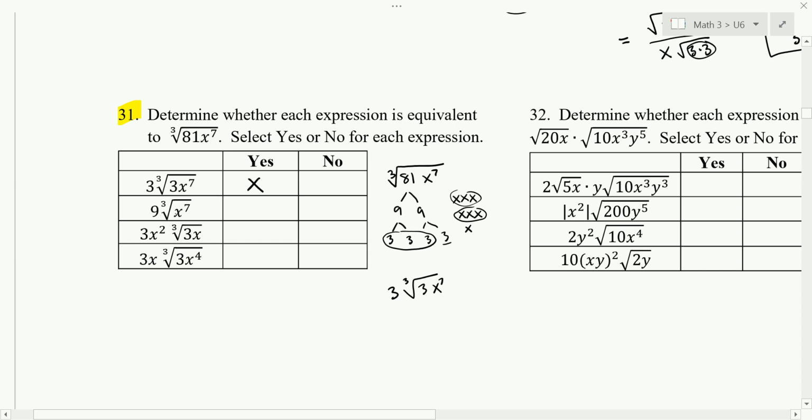The next one, again, they got rid of the 81, or they worked on the 81, and they were able to get rid of everything, but that's impossible for us, so we know that's false. The next one, they brought the 3 up, but they also dealt with the x to the 7th. And if we did that, we circled 2 sets of 3 x's, so we should have 3x squared cube root of 3, and there's a remaining x, which is exactly what they put, so that's a yes on the third row there.